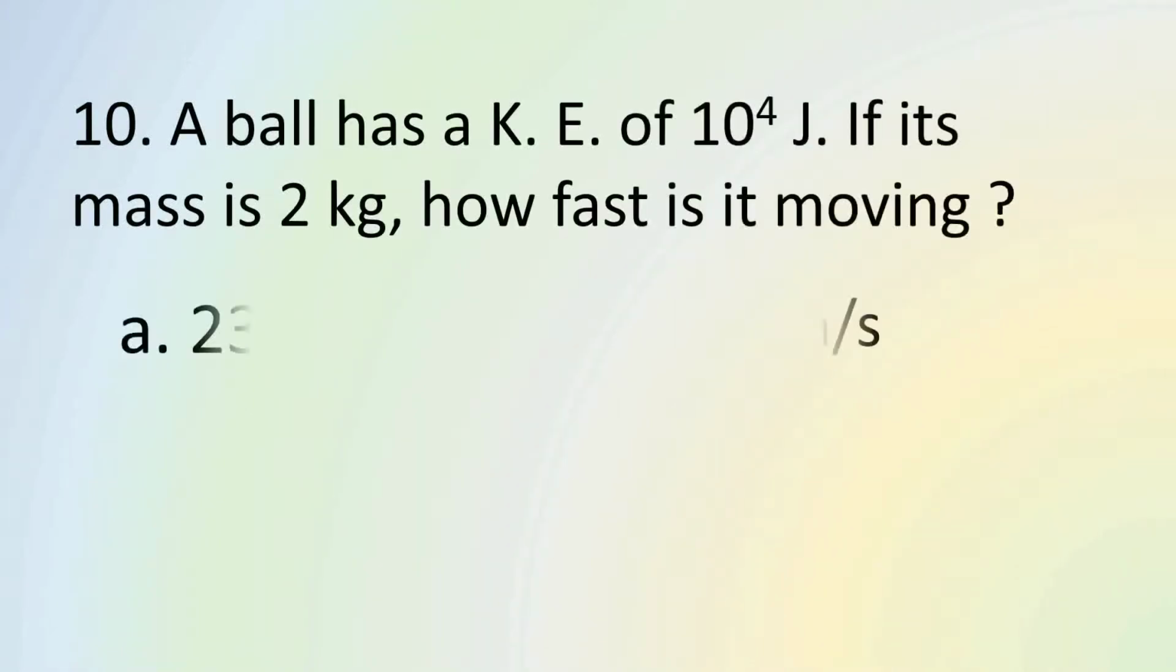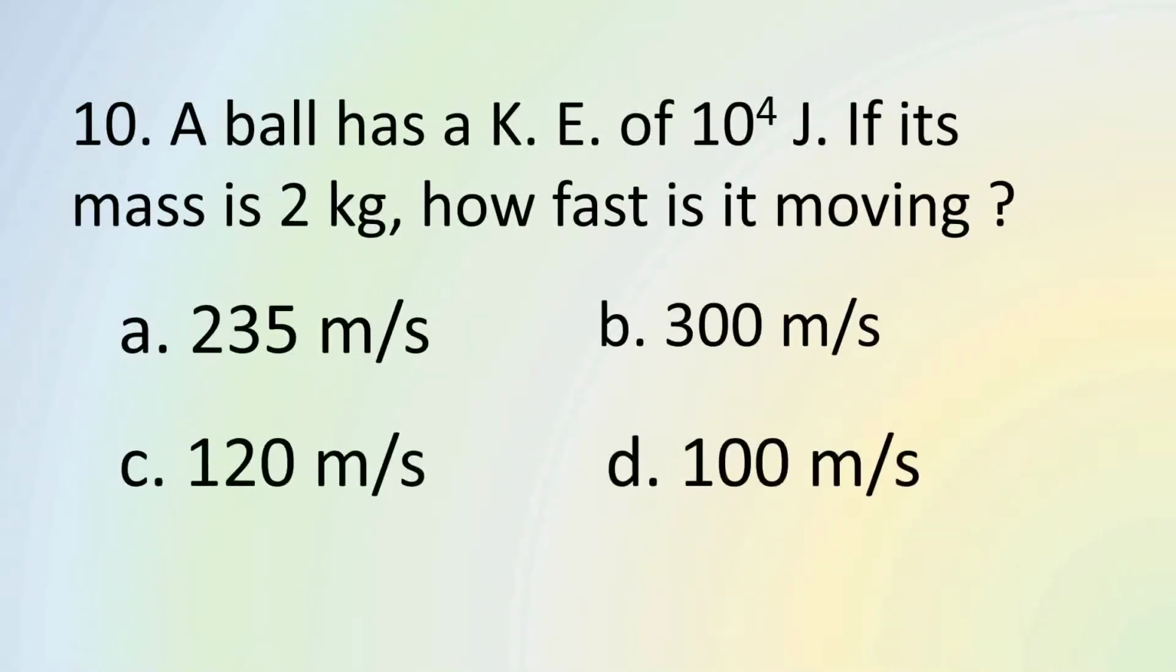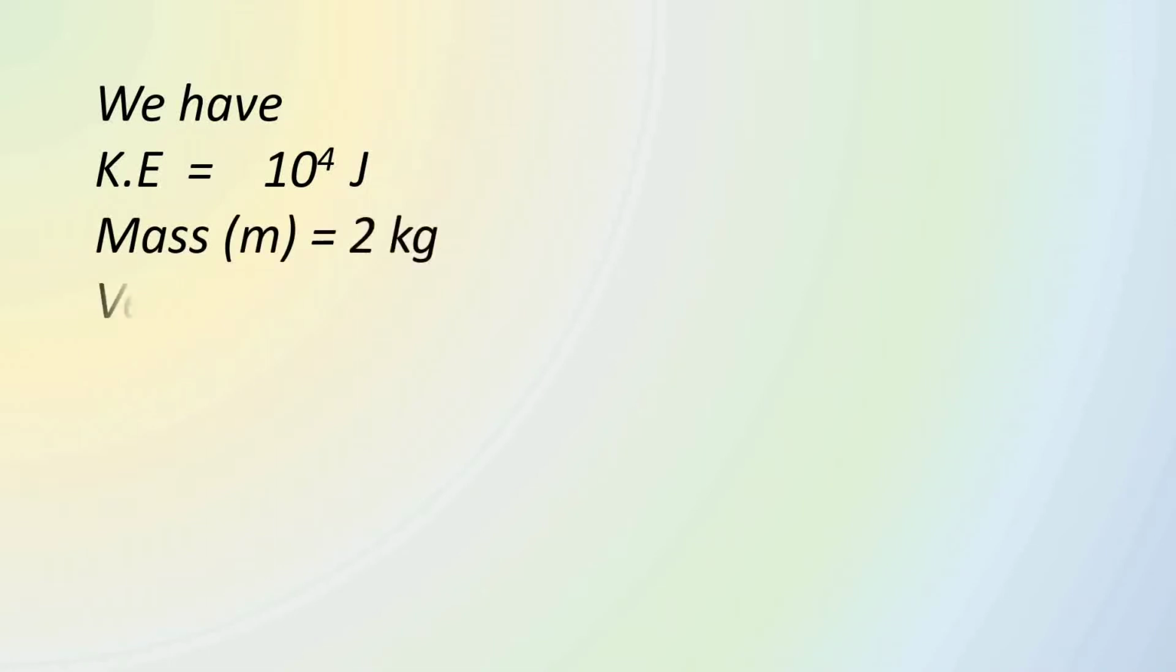Question number 10 asks us to find the velocity of an object whose mass is 2 kg and kinetic energy is 10 to the power 4 joule. Let's find it out. We have kinetic energy which is equal to 10 to the power 4 joule, mass m is equal to 2 kg, velocity equals what?